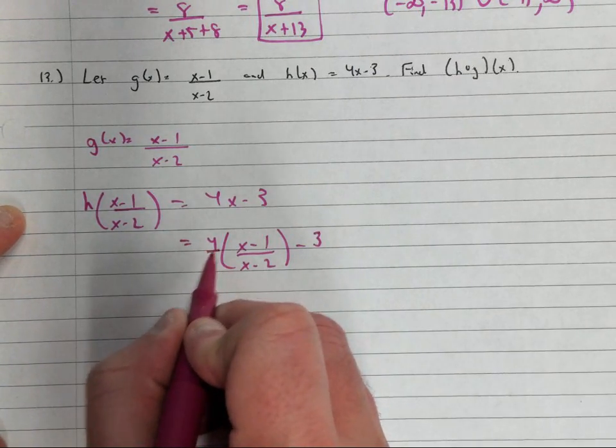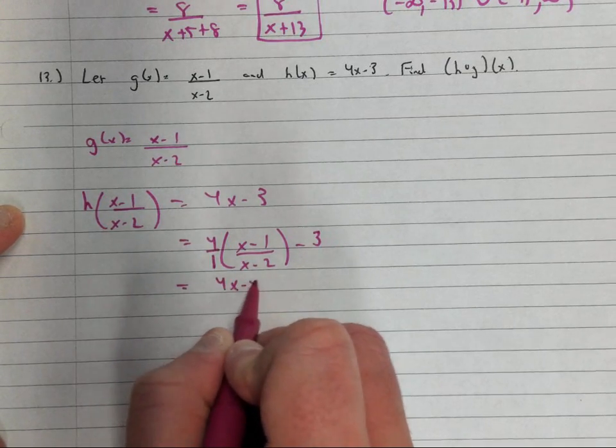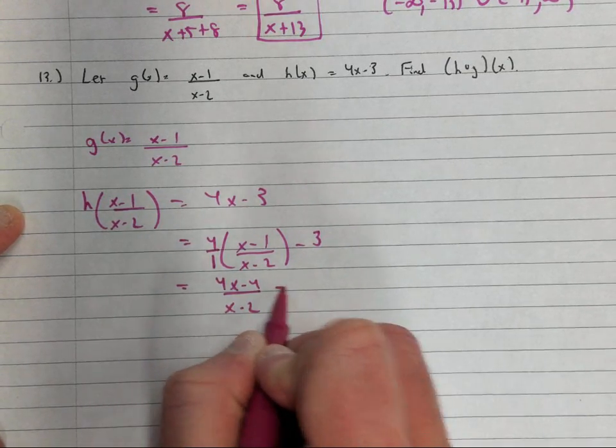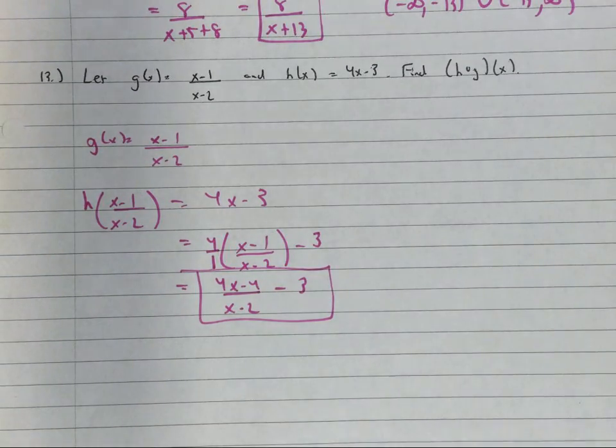4 is over what number? 1. So 4 times that top is 4x minus 4. That bottom stays the same. And that is my answer: 4x minus 4 over x minus 2, minus 3. What's the one number in the universe you can't plug in that function? 2. So your domain will be negative infinity to 2, union 2 to what? Infinity.